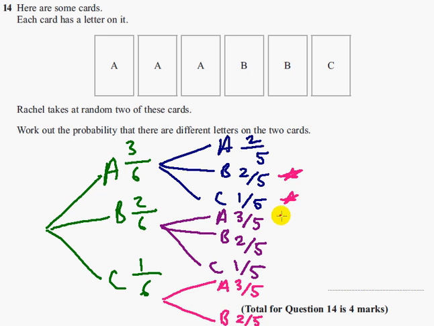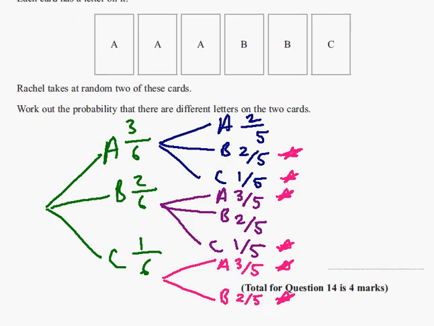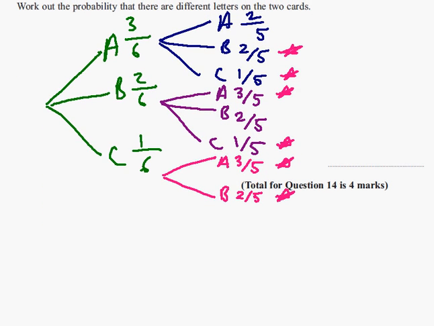Probability of BA? Yes. Probability of BB? No. Probability of BC? Yes. Probability of CA? Yes. Probability of CB? Yes as well. So we've got to work out those probabilities by multiplying through and then adding all these probabilities up to find the probability that the 2 letters on the 2 cards are different. Okay, so let's do it then. It's a little bit long-winded, but it does work.